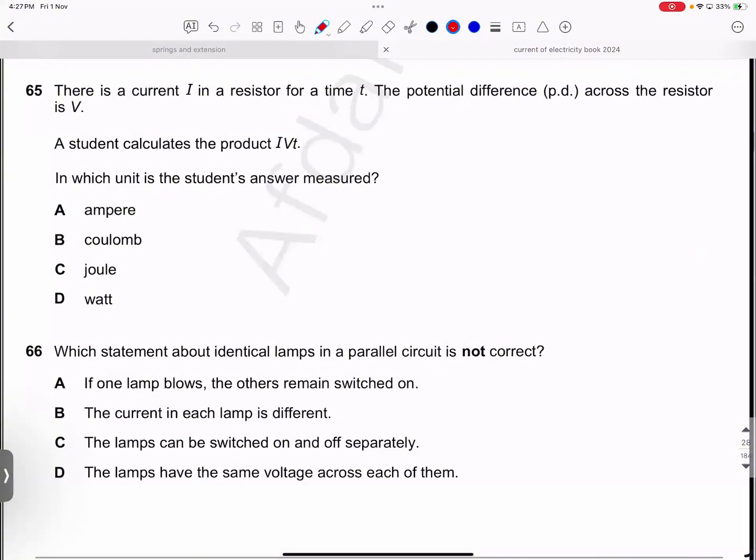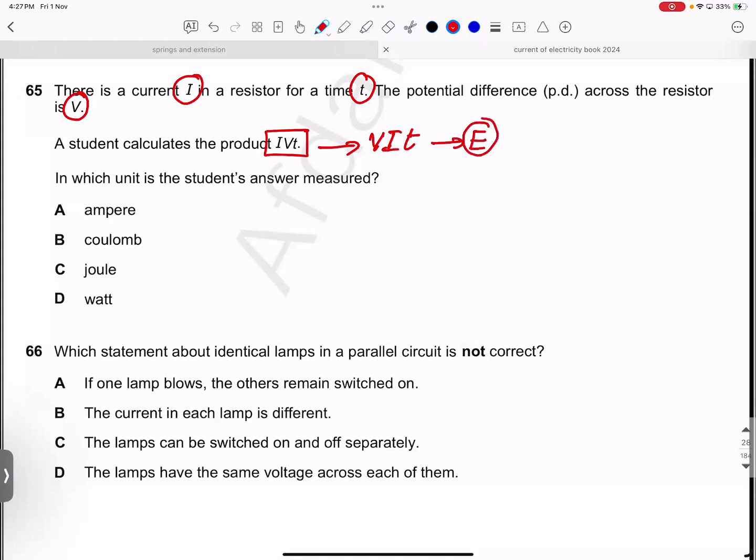There is a current I in the resistor for a time T. Current is I, time is T, potential difference is V. A student calculates IVT. Actually, I use for you VIT. VIT is the formula of electrical energy. In which unit will the student's answer be? So the energy unit is joules. Option is C.